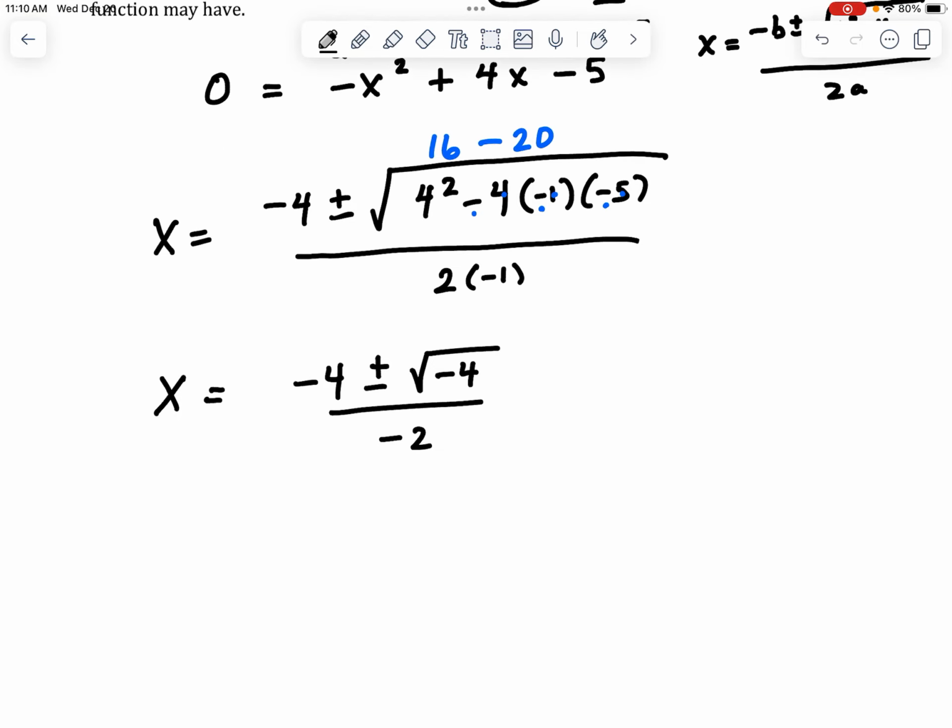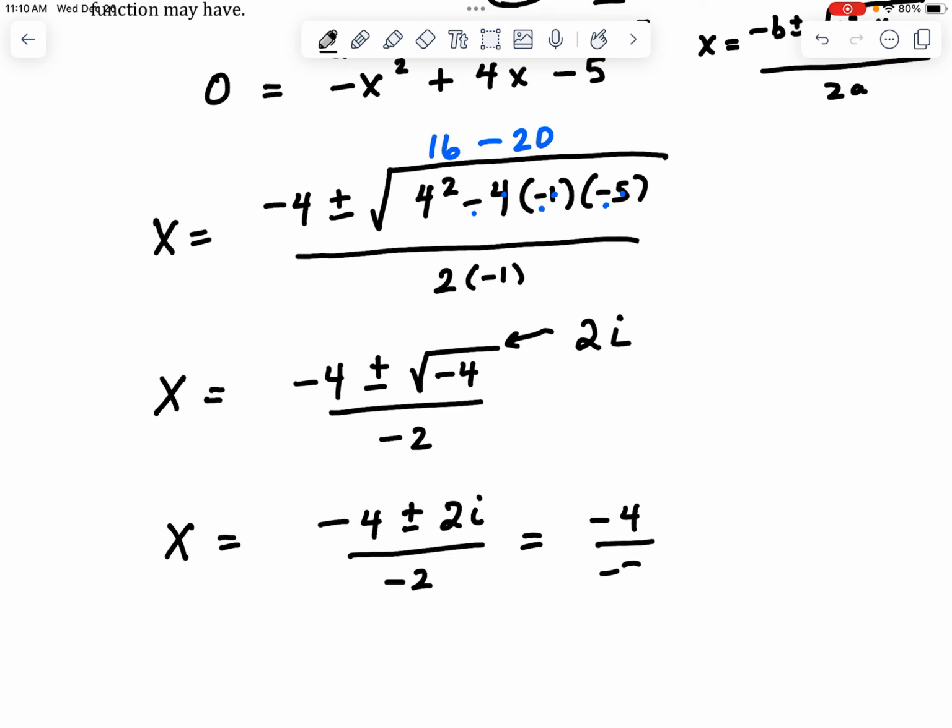And the next thing to simplify is this square root. Well, the square root of 4 is 2, and because you're taking the square root of a negative, that produces an imaginary number, so that's going to be 2i. So we've got -4 plus or minus 2i divided by -2. You could rewrite this in standard form, which would be -4 divided by -2 plus or minus 2i divided by -2. And then we could even simplify.